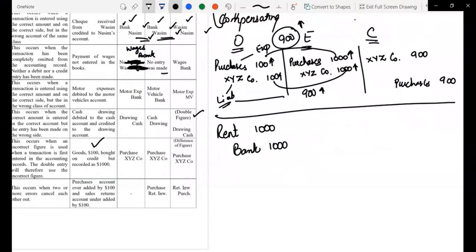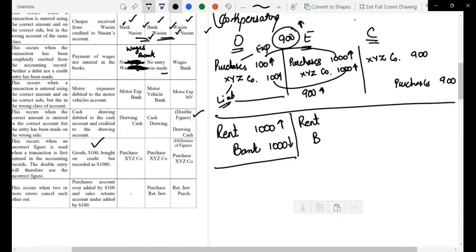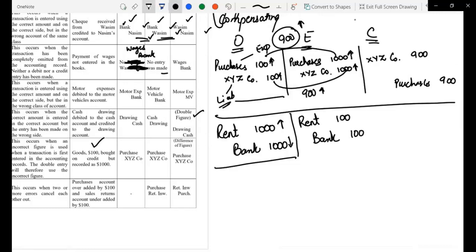The amount was supposed to be 1000, right? It means originally the rent was supposed to be increased by 1000 and the bank was supposed to be decreased by 1000. But by error, the rent was debited and the bank was credited, so the sides were right, but the amount was wrong. In place of writing 1000, this time we wrote 100.